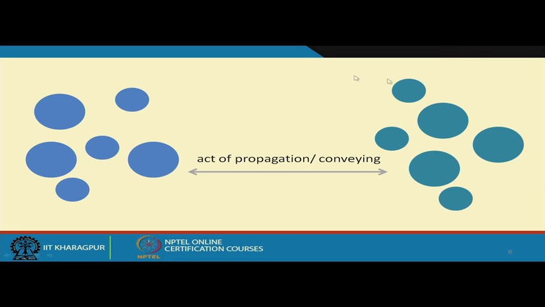So this particular diagram gives us a better understanding of how the communication is happening in a graphical format. So we may have different individuals, or it could be a group, or it could be even a set of groups or community or culture, and there could be another entity of similar sort or of dissimilar sort, and within them there is an act of propagation or communicating, based on which we started our discussion on information and communication today, that there is an aspect of propagating and conveying, and this act of propagation is called communication.